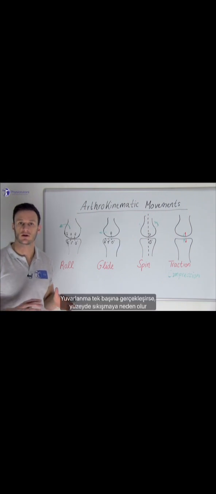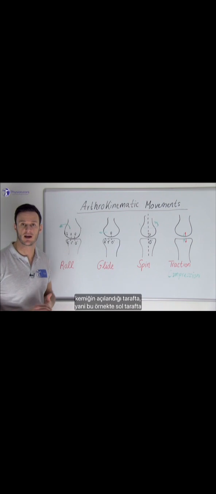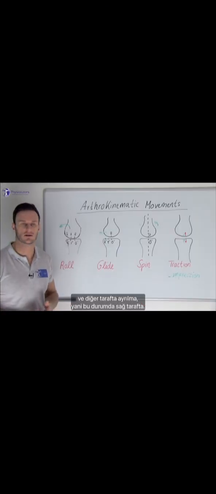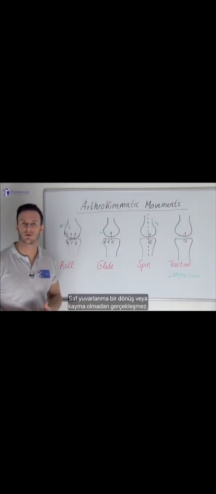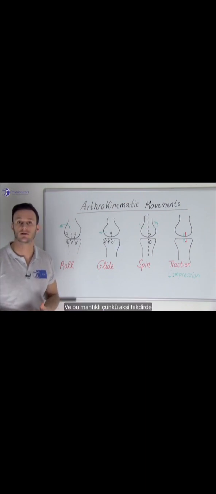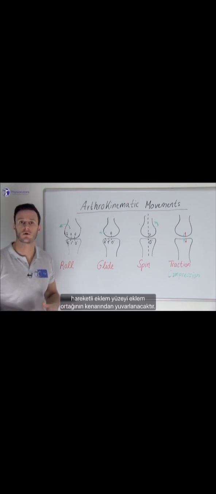If rolling occurs alone, it causes compression on the surface on the side to which the bone is angulating, so on the left side in this case, and separation on the other side, so on the right side in this case. In normally functioning joints, pure rolling does not take place without a spin or a slide. And that's logical because otherwise the moving joint surface would just roll off the edge of its joint partner.